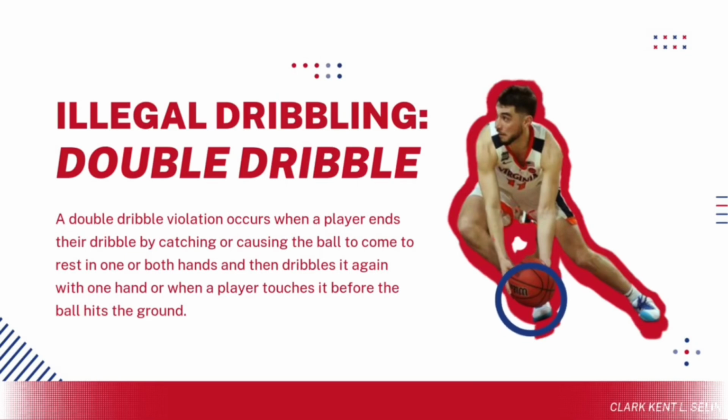Last one is illegal dribbling: double dribble. A double dribble violation occurs when a player ends their dribble by catching or causing the ball to come to rest in one or both hands and then dribbles it again with one hand, or when a player touches it before the ball hits the ground.